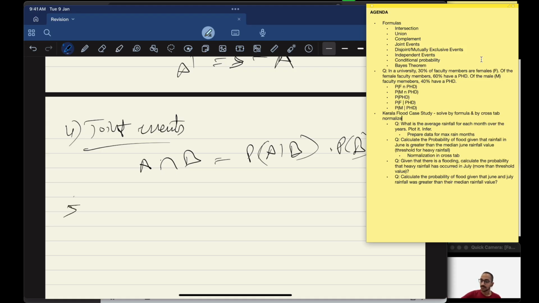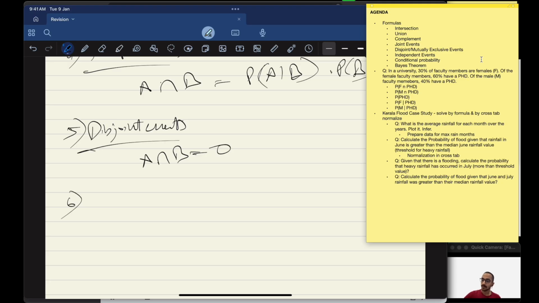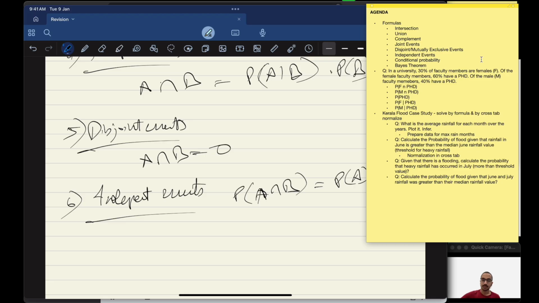Disjoint or mutually exclusive. We just saw that for disjoint events, A intersection B will never happen, right? Then independent events, we also saw that for independent events, the possibility of P of A intersection B will be nothing but the individual probabilities multiplied.